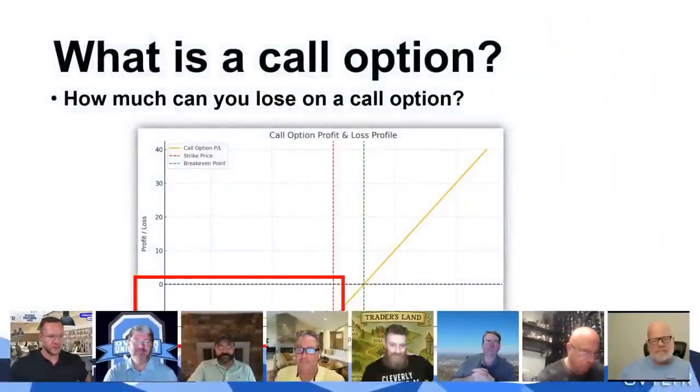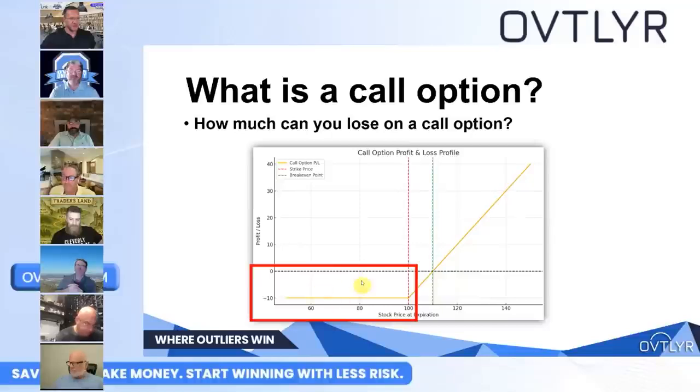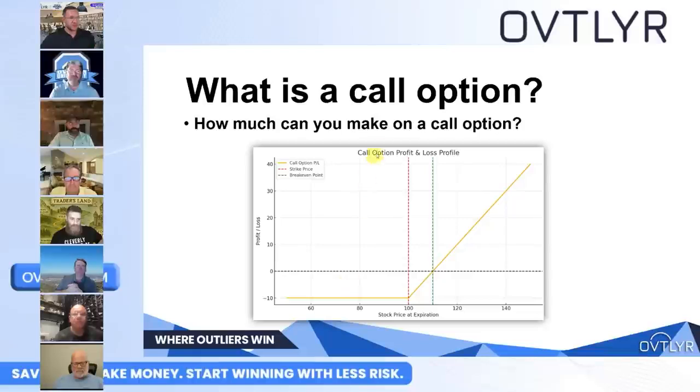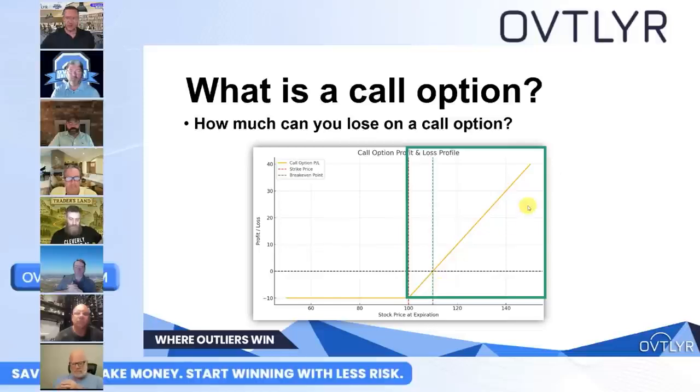Okay. So going back to this here, the maximum that we can lose when we buy the option is $10. How much can you make on a call option here? Theoretically, infinite. If it continues to go up forever and ever, it could literally go up for, in fact, let's go to Robinhood.